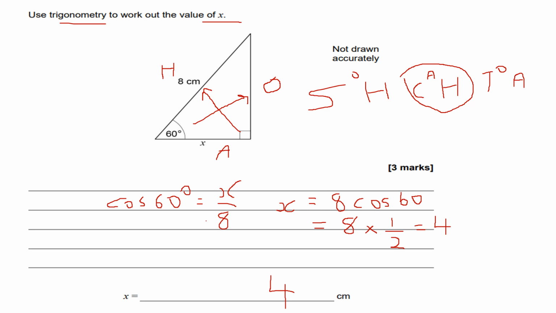So always remember SOHCAHTOA, guys. Sine is opposite over hypotenuse, cosine is adjacent over hypotenuse, and tan is opposite over adjacent.